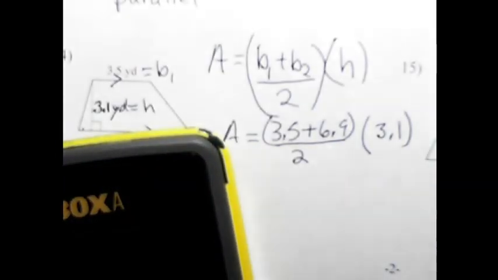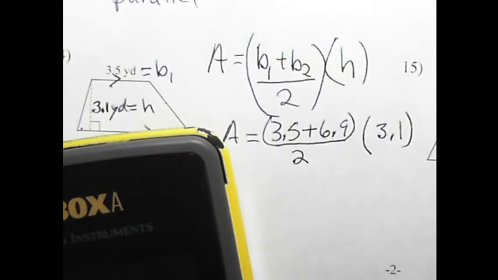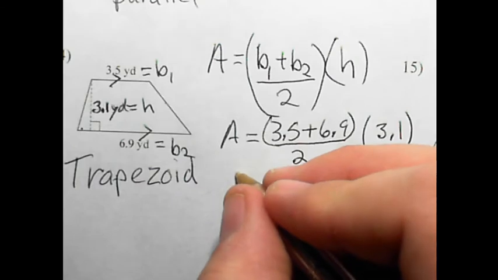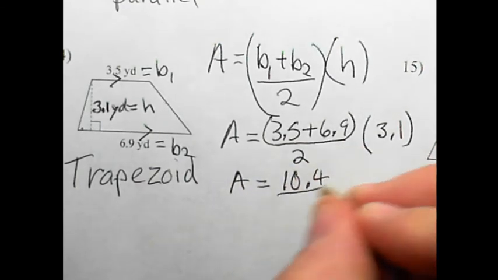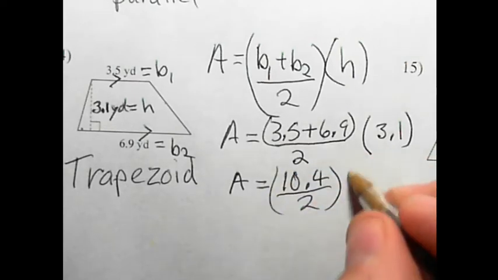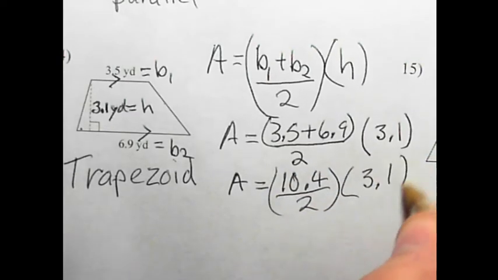So I'm going to say, let me turn on my calculator. We're going to say 3.5 plus 6.9, that's 10.4. So I'm going to write out each step so you can kind of see how it's done. 10.4 divided by 2, all of that times 3.1.